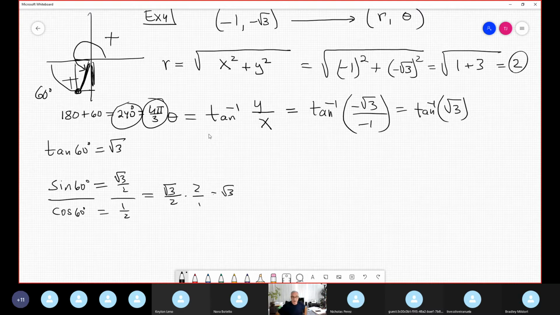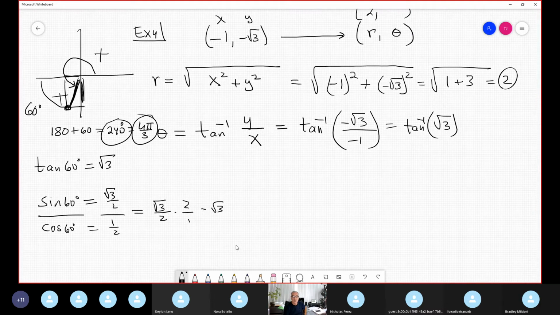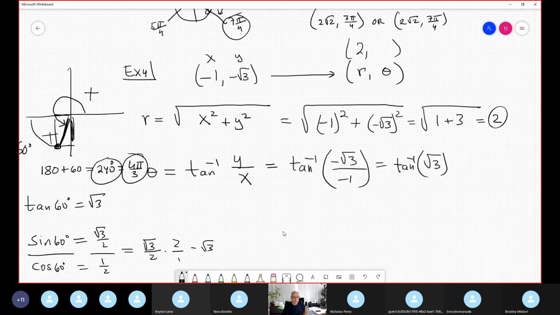So now, what is the final answer? Well, my final answer in polar is 2, and the angle is 240. The student can prefer degrees. Another student can prefer radians, which is 4 pi over 3 in this case.